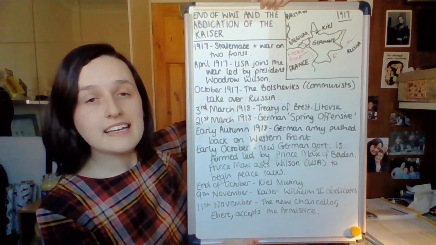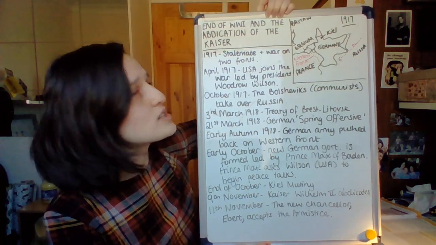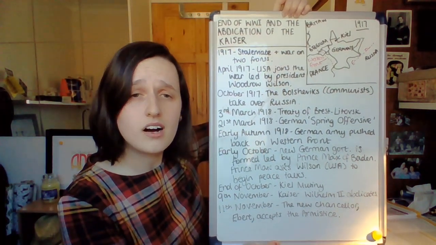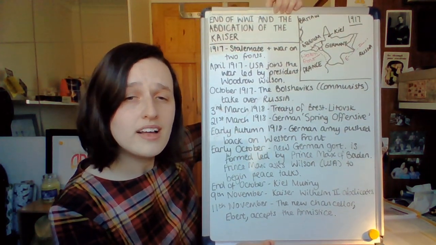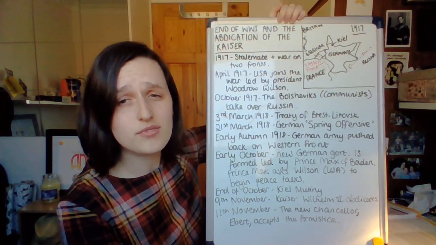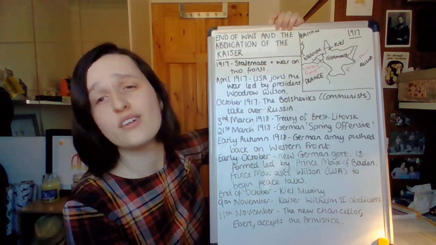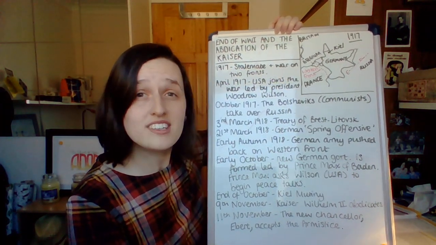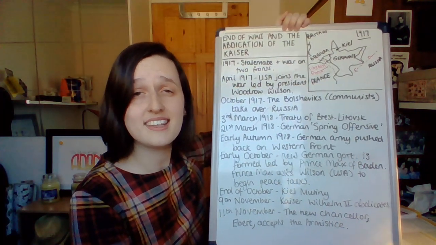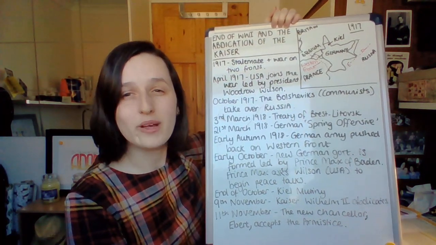So hopefully this helps you understand some of what's going on in Germany at this time, and how the Kaiser gets kicked out of power. Basically, Germany, by the end of the First World War, is an absolute mess. There are riots everywhere, there are people protesting, and there's a new government that's just taken charge, which I'll explain in the next video, but they're quite weak.